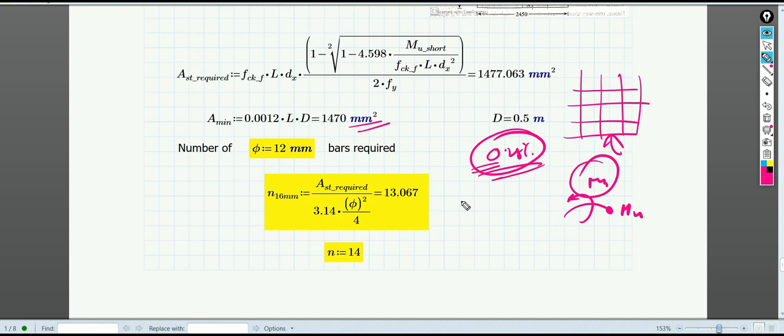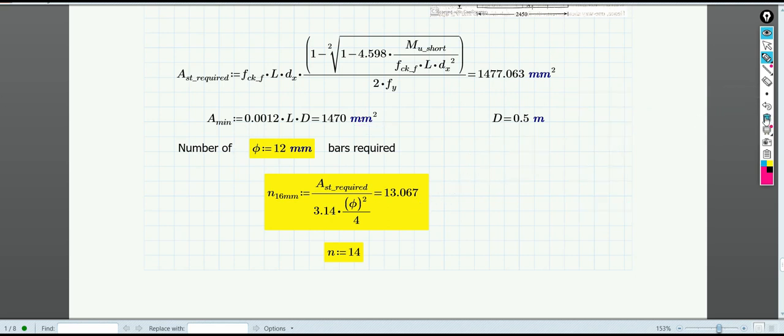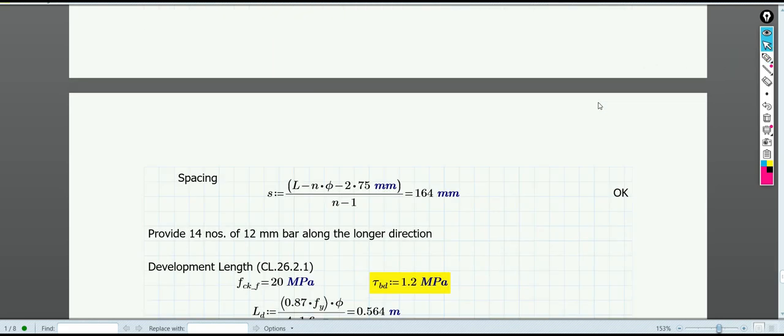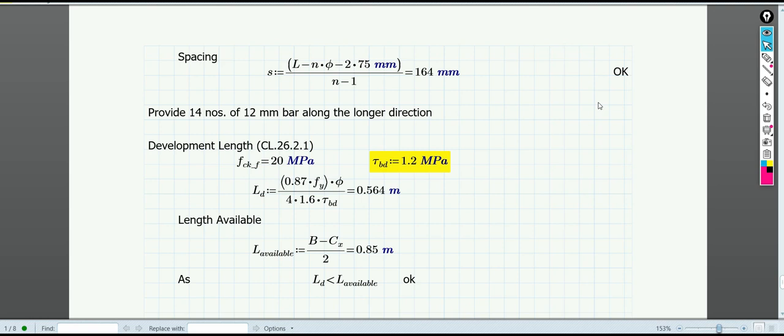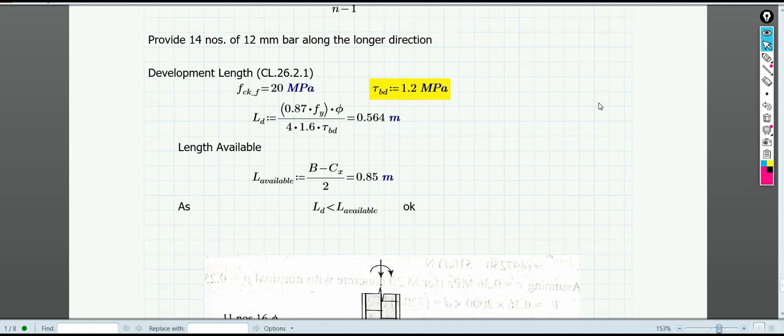The column reinforcement will be extended, and this is basically considering the bearing. This length should be equal to the development length. So this is how basically the footing design is done, and I hope you have understood.